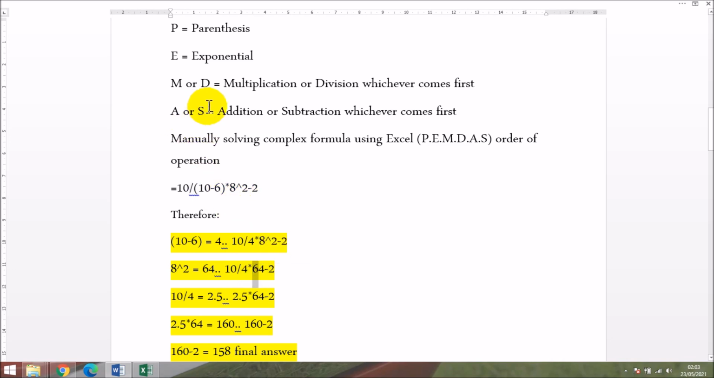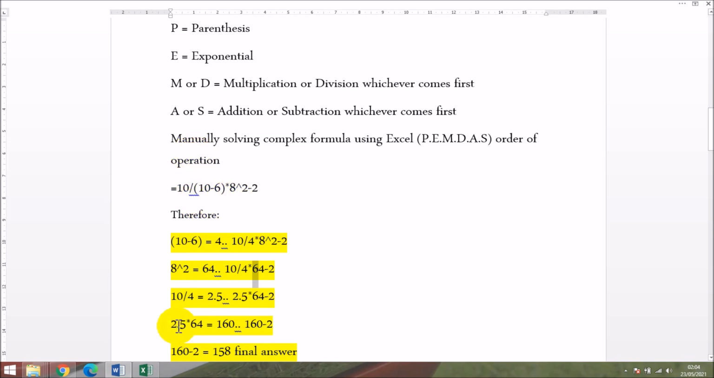In the next order of operation, it's multiplication and division. If you look at our formula, division comes first. So we are going to do division, which is going to be 10 divided by 4. If you do 10 divided by 4, you're going to get 2.5. So we are going to replace it in this formula, which is going to be 2.5 times 64.